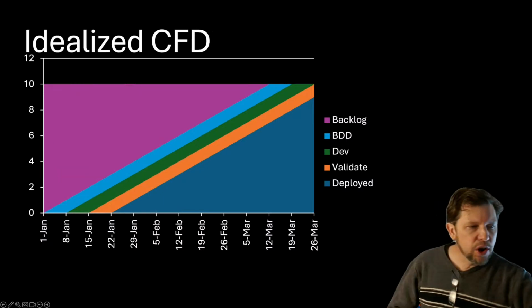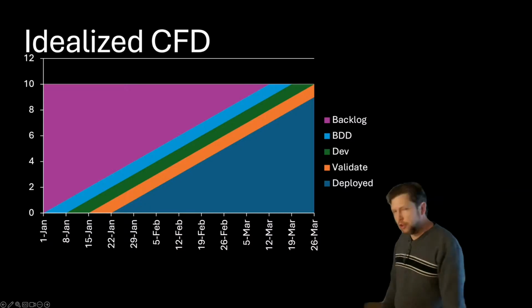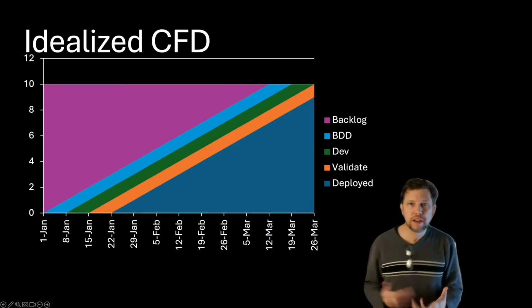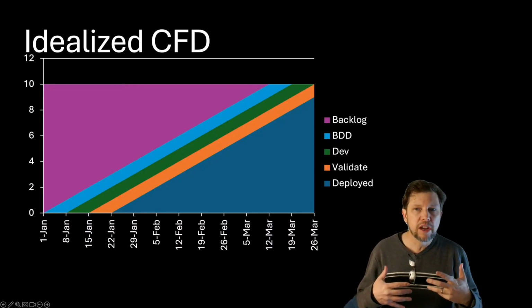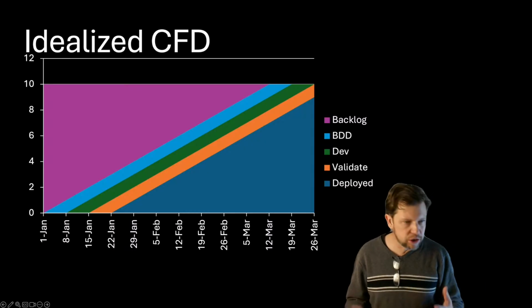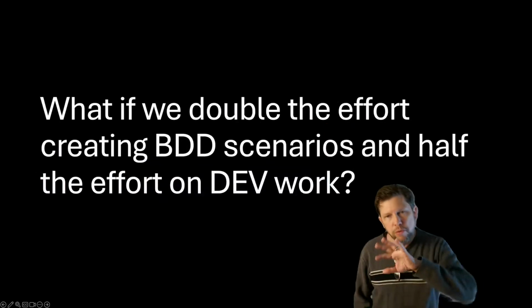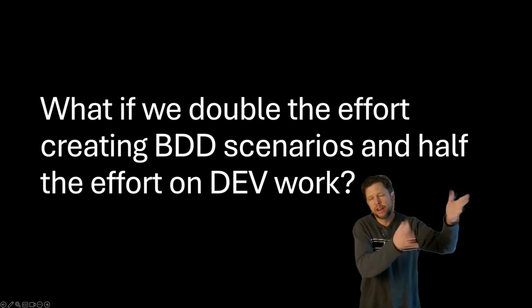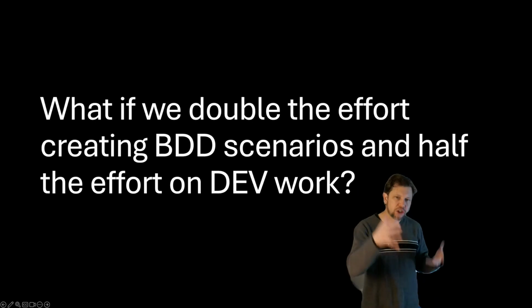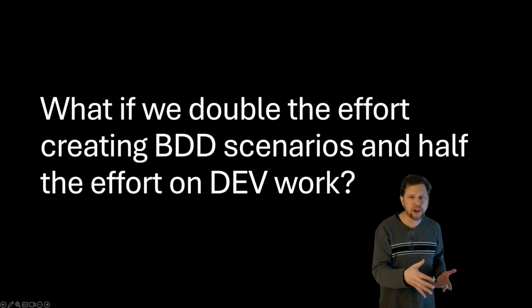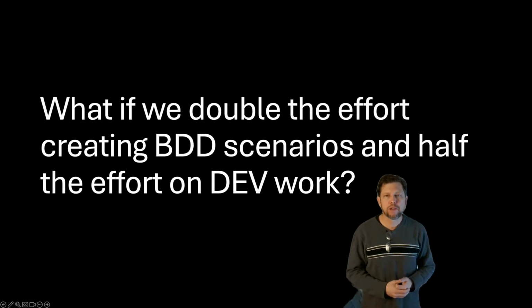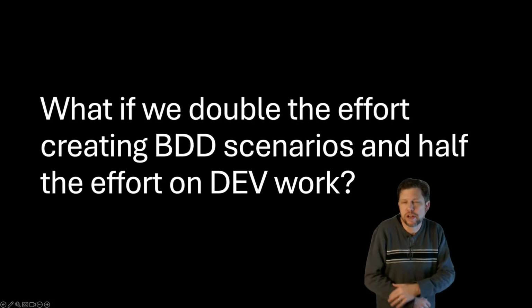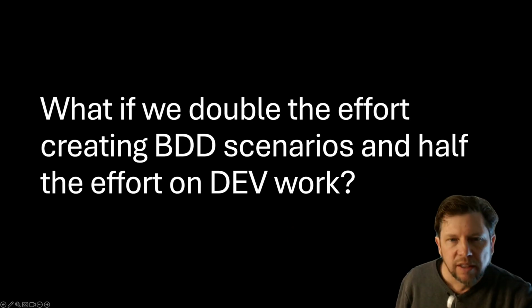Okay, so now this is a very idealized cumulative flow diagram. So now let's deal with a less idealized situation and see what it actually tells us. Like how would it encourage us to work differently, or what would it point to? So what we're going to do here is say, what if we were to double the effort in creating BDD scenarios? We're going to say we have twice as much effort going into creating BDD scenarios, and we're going to cut the amount of time we spend on dev work in half. Now, I would suggest you not do this, but let's say that's the situation we're in for whatever reason.